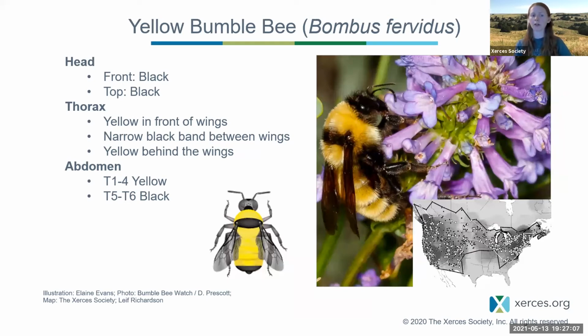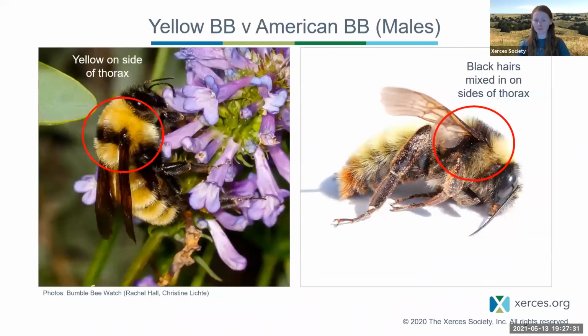Late last year, though, there was an Atlas participant that submitted 2 observations that might be the yellow bumblebee, but we didn't have enough detail in the photos to confirm that. So we're hoping that more people observe this, or we get some clearer photos, that it was maybe just the American bumblebee, because they can look very similar to the males.